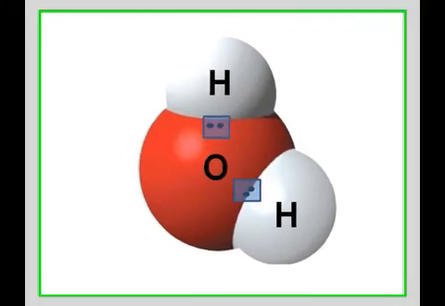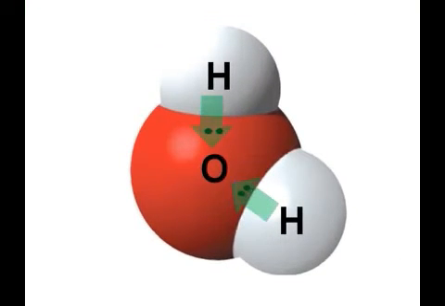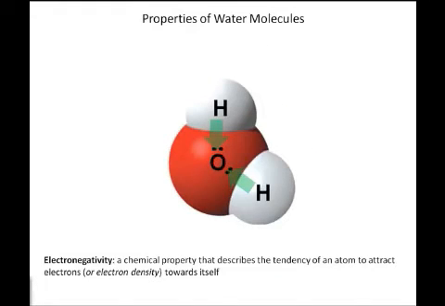In the case of water, the oxygen is more electronegative than the hydrogens, and as a result it pulls the electrons toward it, and the electrons spend more time around the oxygen than they do around the hydrogens. This causes a partial negative charge to build up around one side of the oxygen, and where the hydrogens are, there's a buildup of a partial positive charge. This results in what we call a polar molecule, which means that, like a magnet, the two ends of the water molecule have opposite charges.